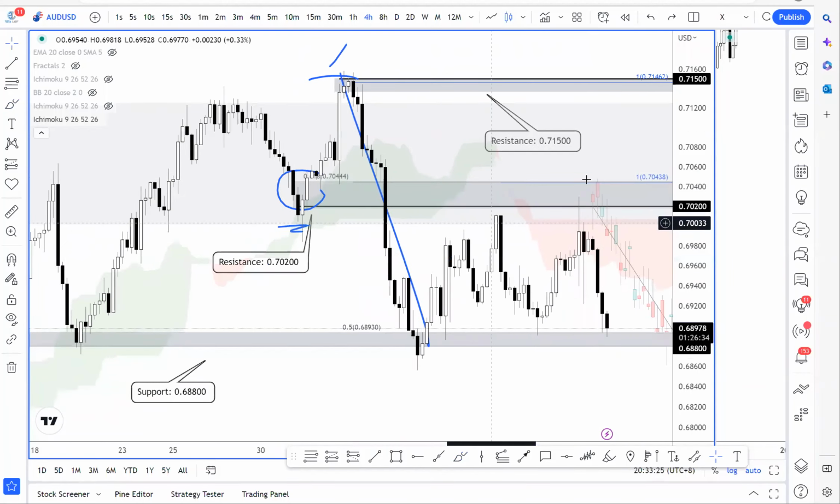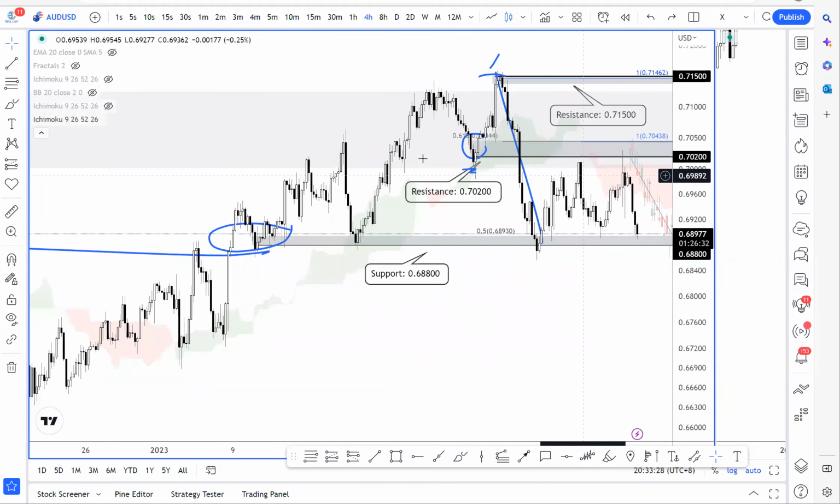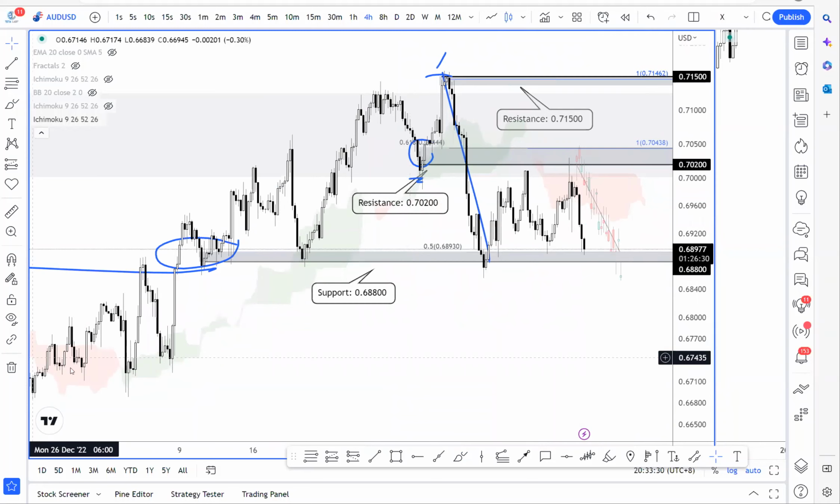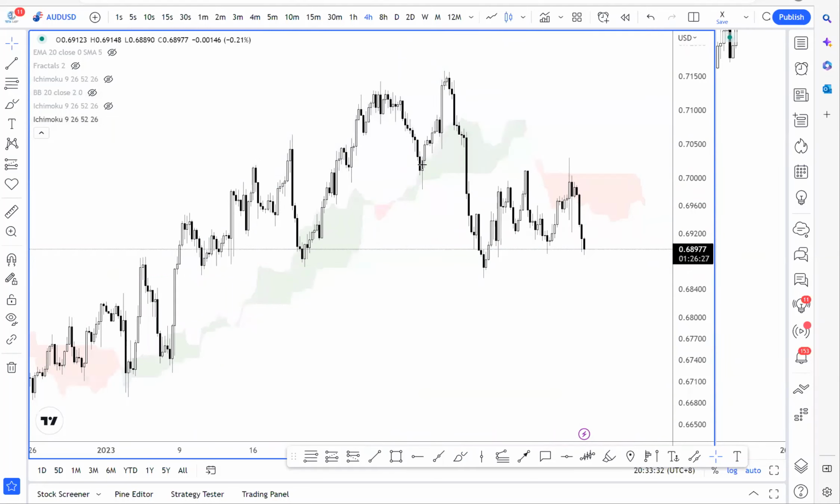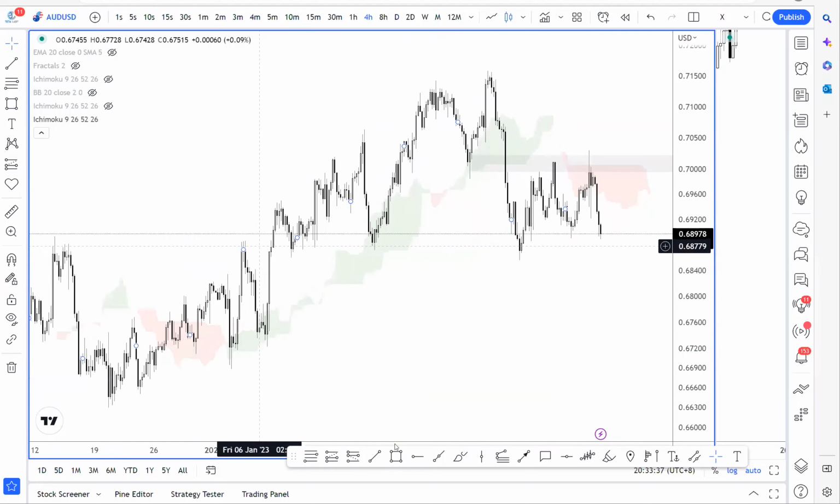Right now for me, Aussie dollar is still more bearish. Where we are is not too different from where we currently are. So let me just remove all this, and then we start a fresh analysis. This is still the same resistance level. We do have a support level here as well. So you can see that it's currently within this range.